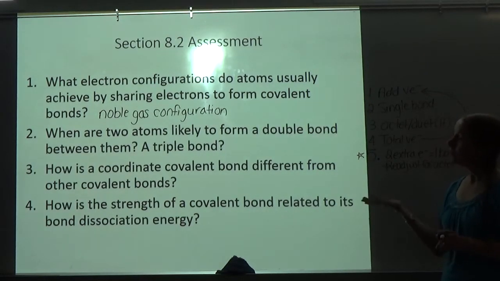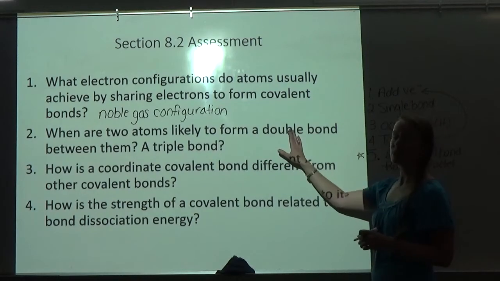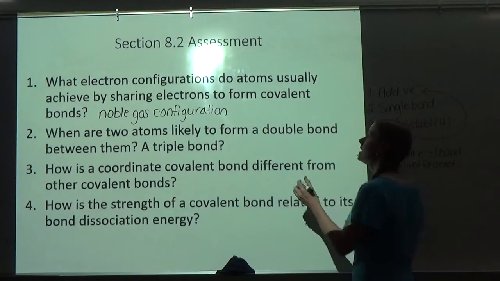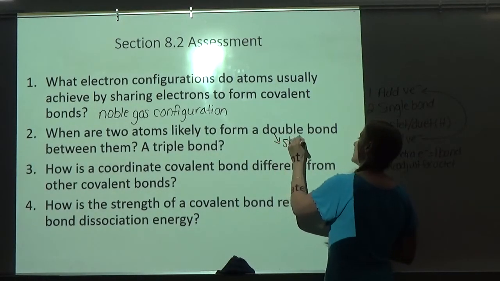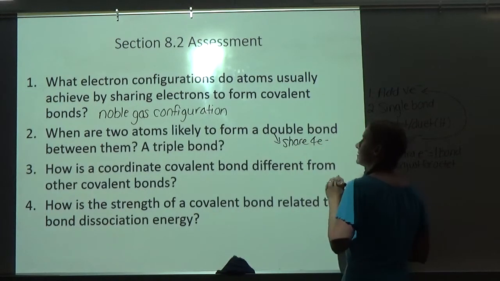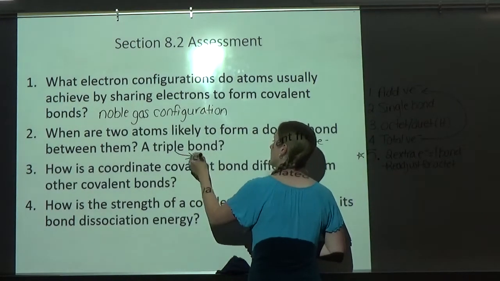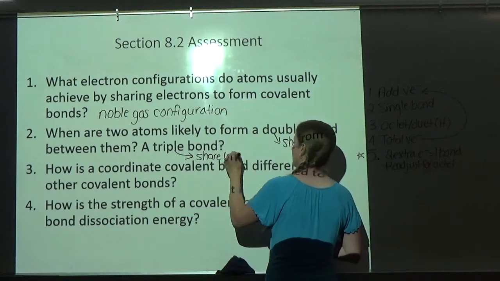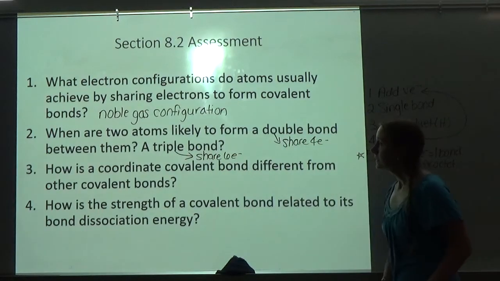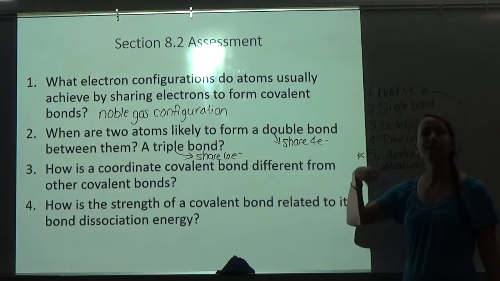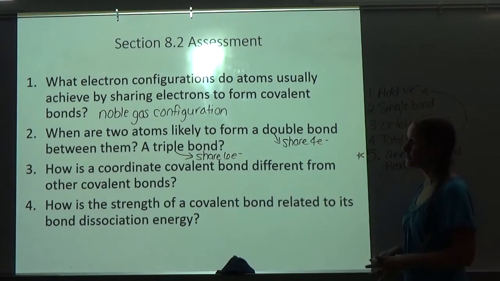Number 2, when are two atoms likely to form a double bond? When a single bond, they're sharing 2 electrons. So they would form a double bond when they need to share 4 electrons, and then they would form a triple bond when they need to share 6 electrons. Okay, so it just depends on how many need to be shared as to what type of bond is formed.